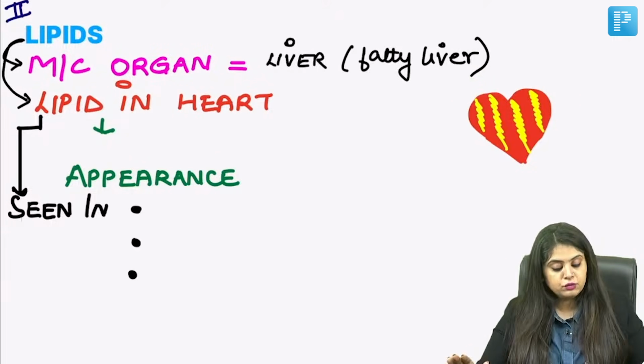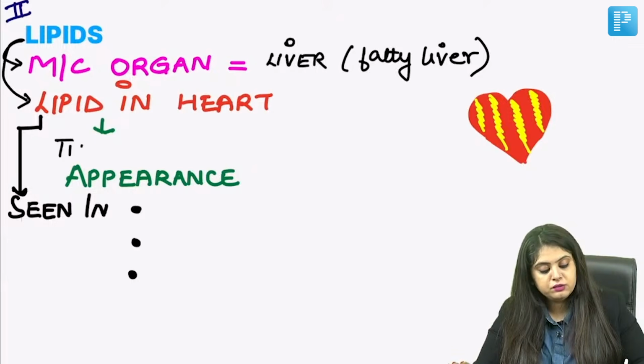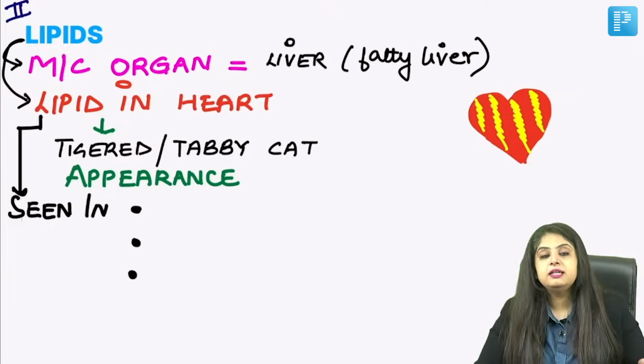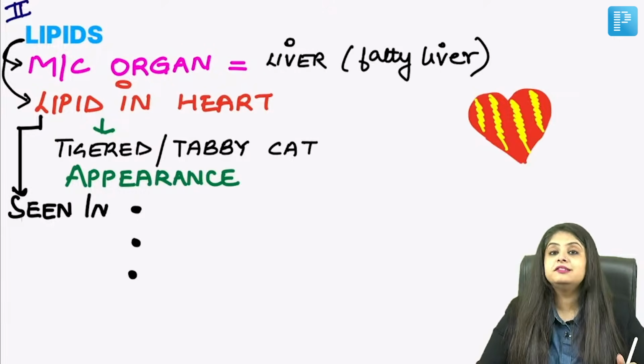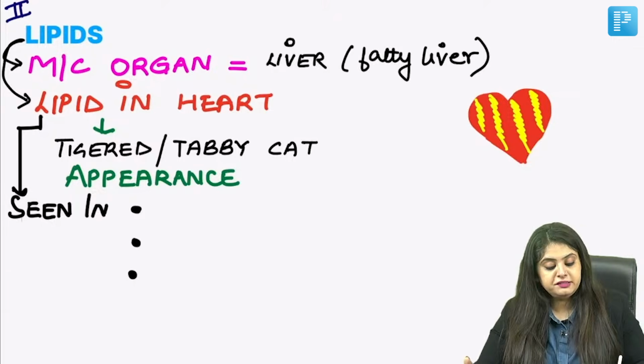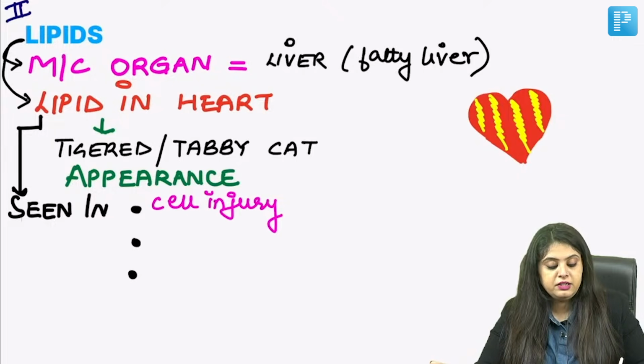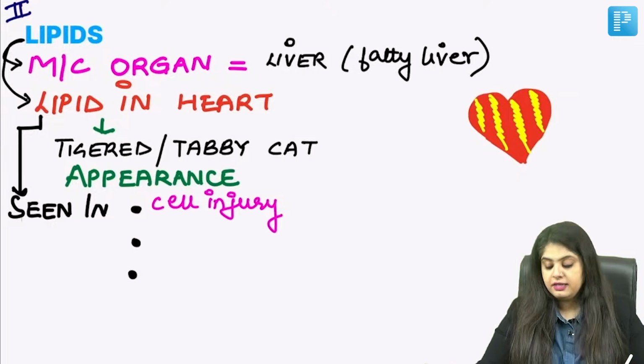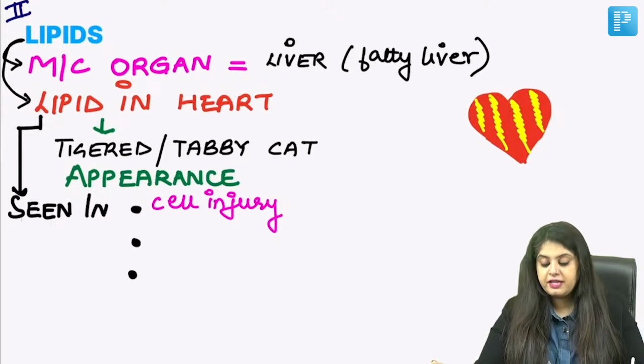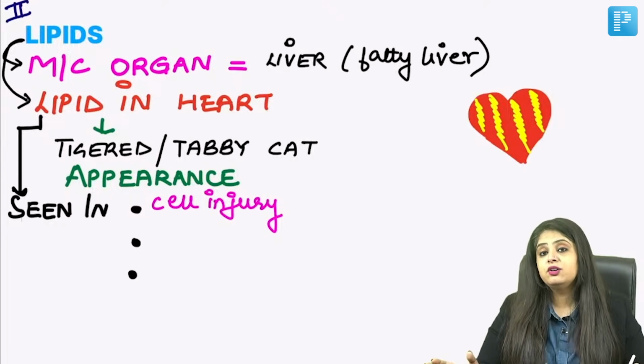Stripes, right? So what is this appearance known as? This is known as the tigered or the tabby cat appearance. This is referred to as the tigered or the tabby cat appearance. And where is this seen? So this tigered or tabby cat appearance is basically seen, number one, ma'am, you are teaching us this entire chapter of cell injury. So this can be seen due to cell injury, of course. Where else? Very good. Where else is it seen? Tigered or tabby cat appearance.